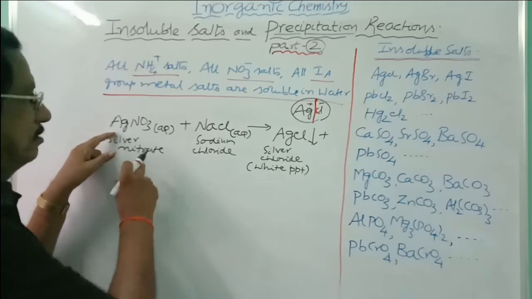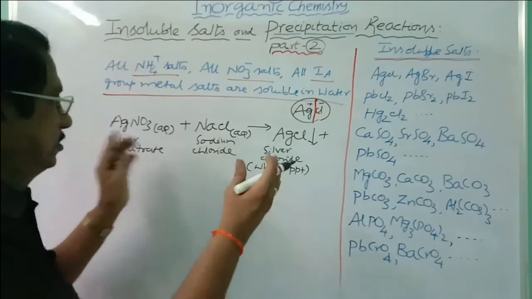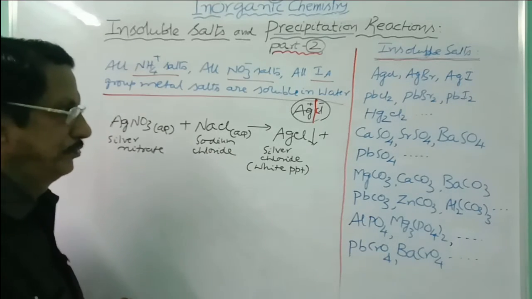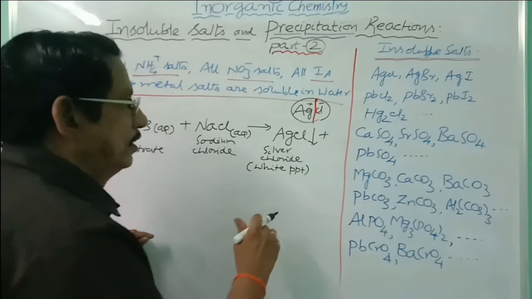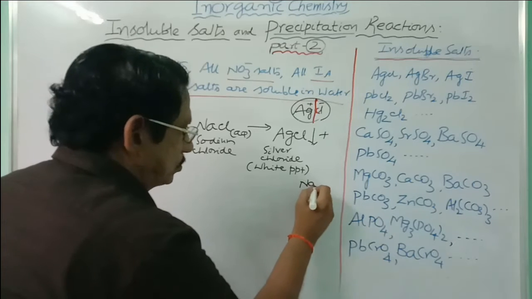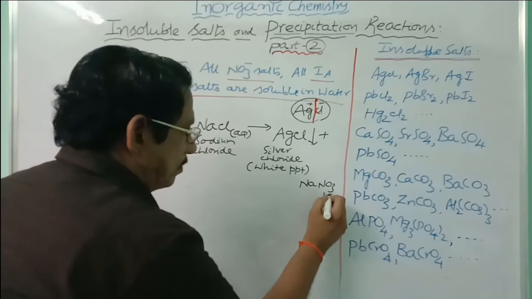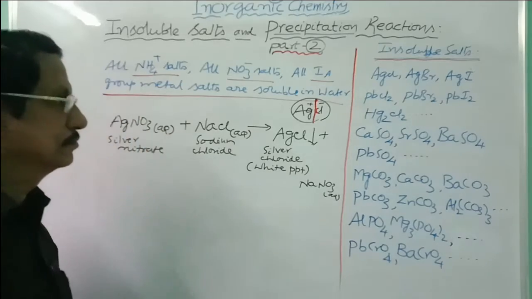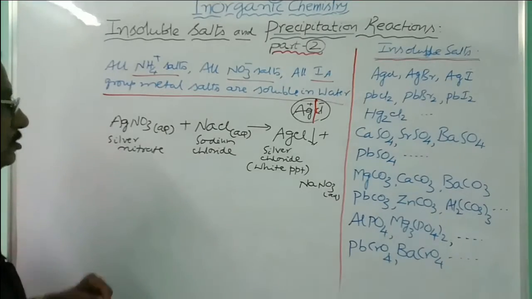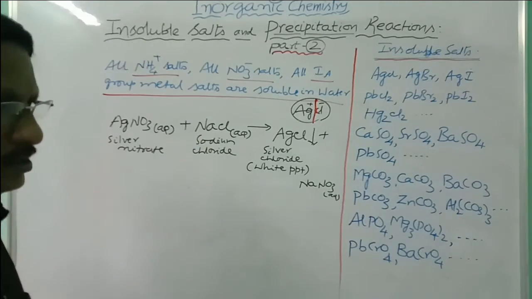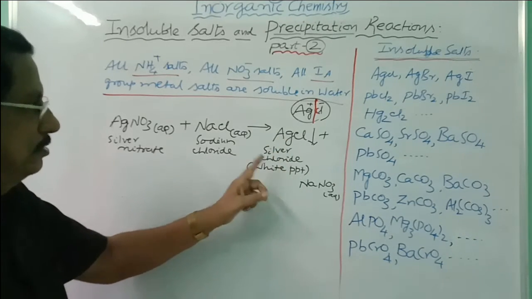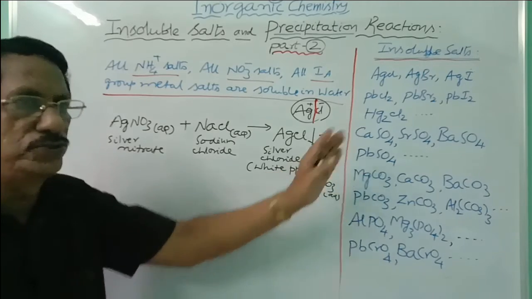Silver ion from silver nitrate combines with chloride ion of sodium chloride. These two combine to give silver chloride. As it is insoluble, it precipitates down as a white solid. The other two ions, Na plus ion and NO3 minus ion, will remain in solution as NaNO3, in the form of aqua. So this is the equation to develop. Silver nitrate solution is added to sodium chloride solution. Within no time, silver chloride white precipitate is obtained. The remaining part contains sodium nitrate solution. It is in solution form.